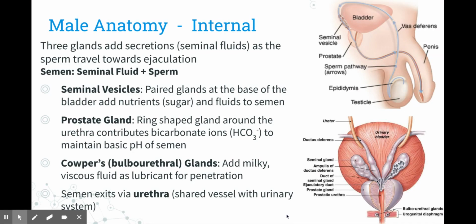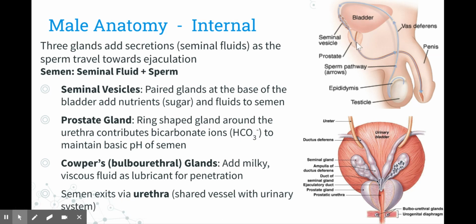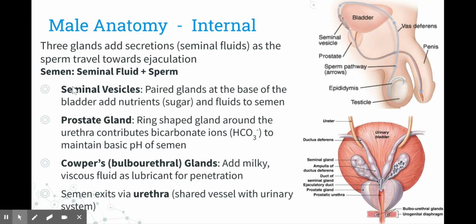Once the sperm have exited the testes, they travel along the vas deferens, which wraps up through the abdomen, behind the bladder, through the prostate gland, and then out the penis. As it travels towards ejaculation, the sperm pick up secretions from glands to produce semen. So semen is the secretions or seminal fluids plus the sperm themselves.